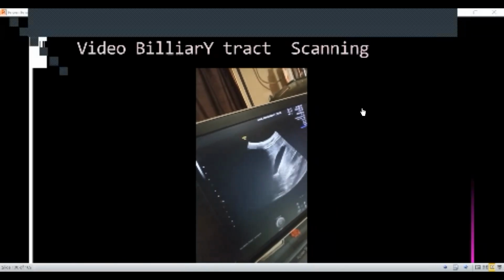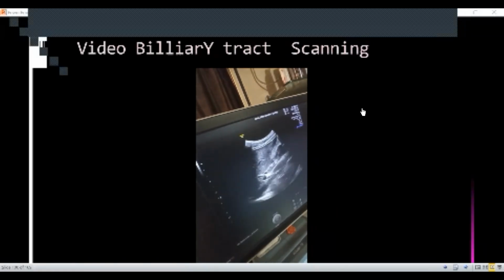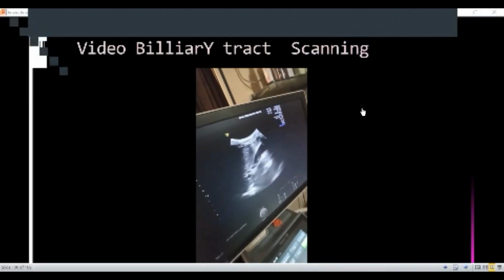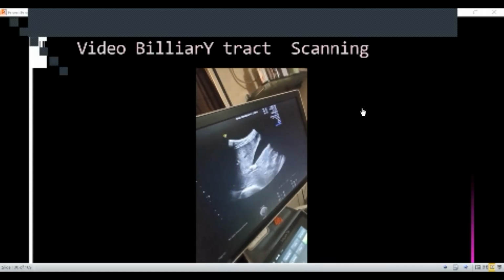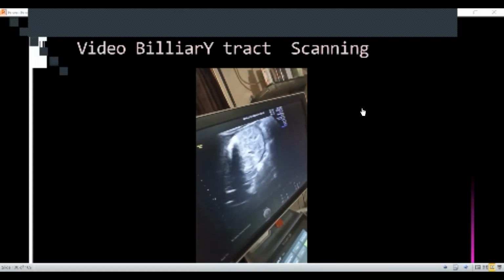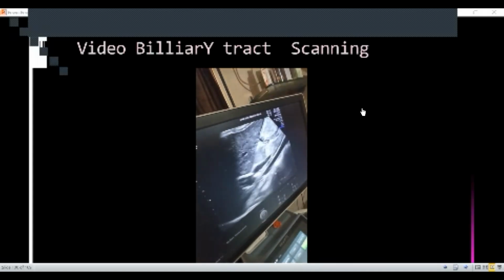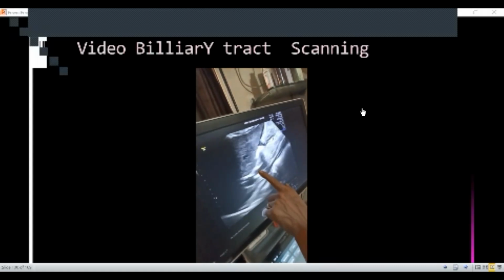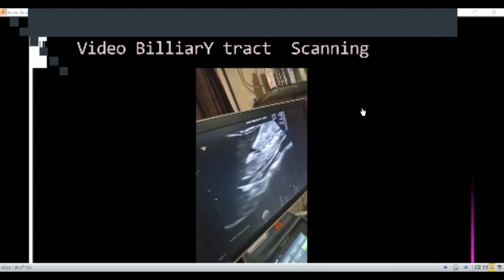and its relation to the right branch of the portal vein, and then the portal vein. So we have to locate the portal vein. This is the portal vein, and just anterior to it is the common bile duct. This is the common bile duct.